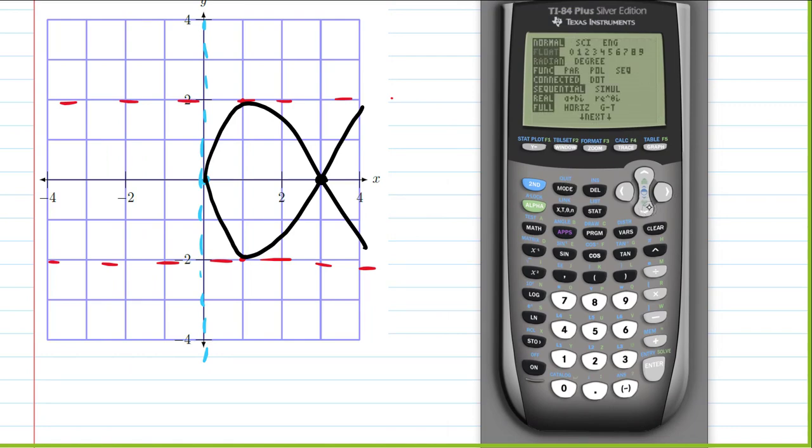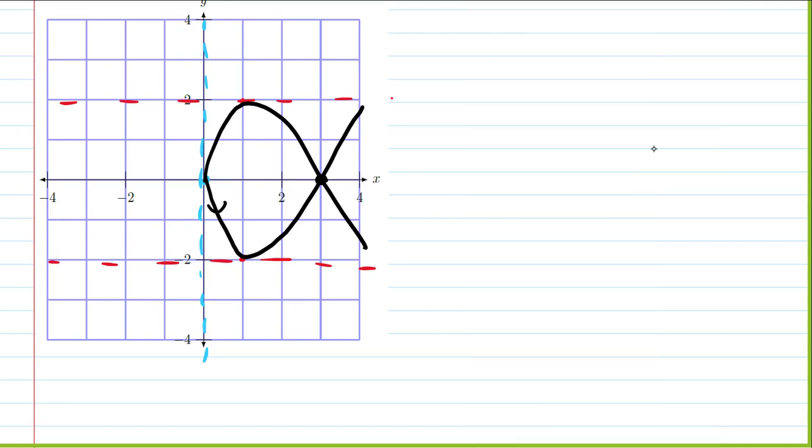So first, if your calculator, for whatever reason, is not in parametric mode, let's go ahead and put it in. And then we put in our x in this case, which is t squared. And we put in our y in this case, which is t cubed minus 3t. And we graph. Looks to me like we only got this piece of our graph. Why is that?